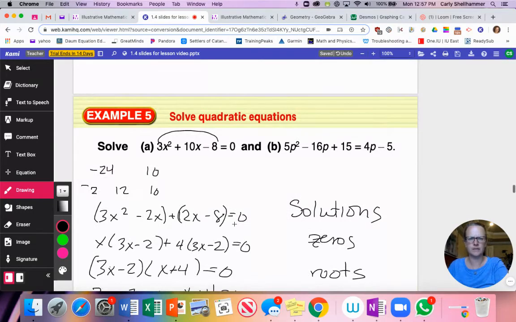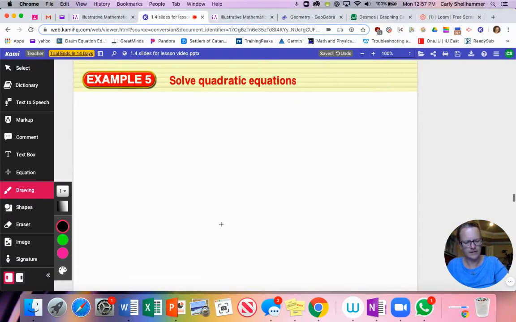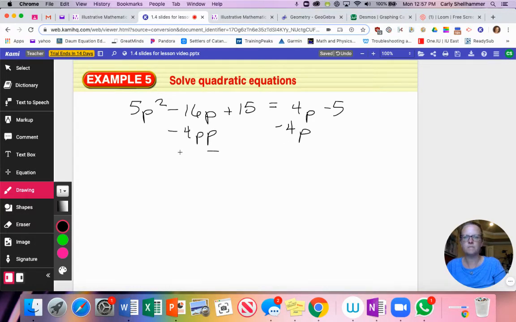Oh, and there's a b. Let's see if I left, yep, I did. So let's write that one. That one looks a little more complicated, so let's practice it. Okay, we need this in standard form first. So let's move the 4p to both sides. Oops, too many p's. Negative 20p, and the 5 to both sides.